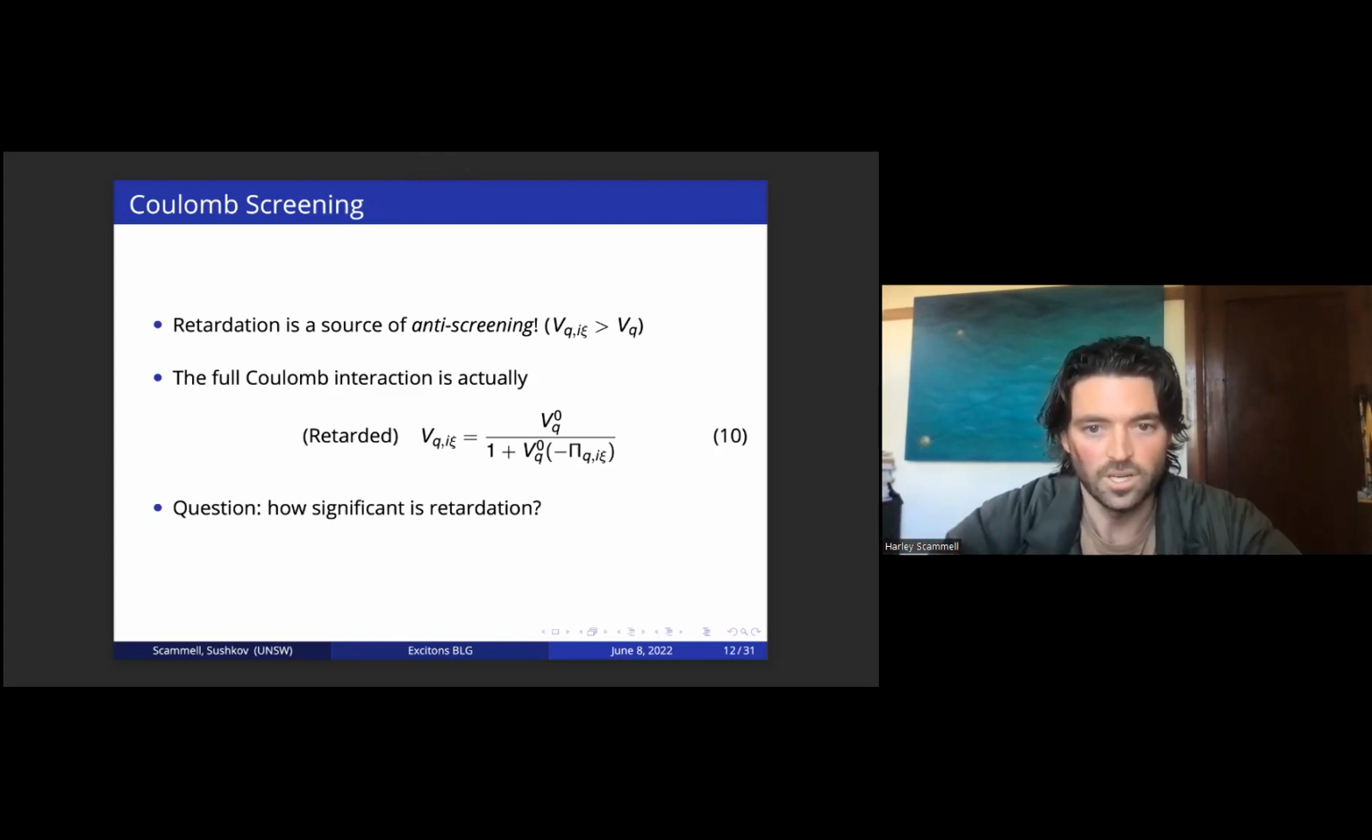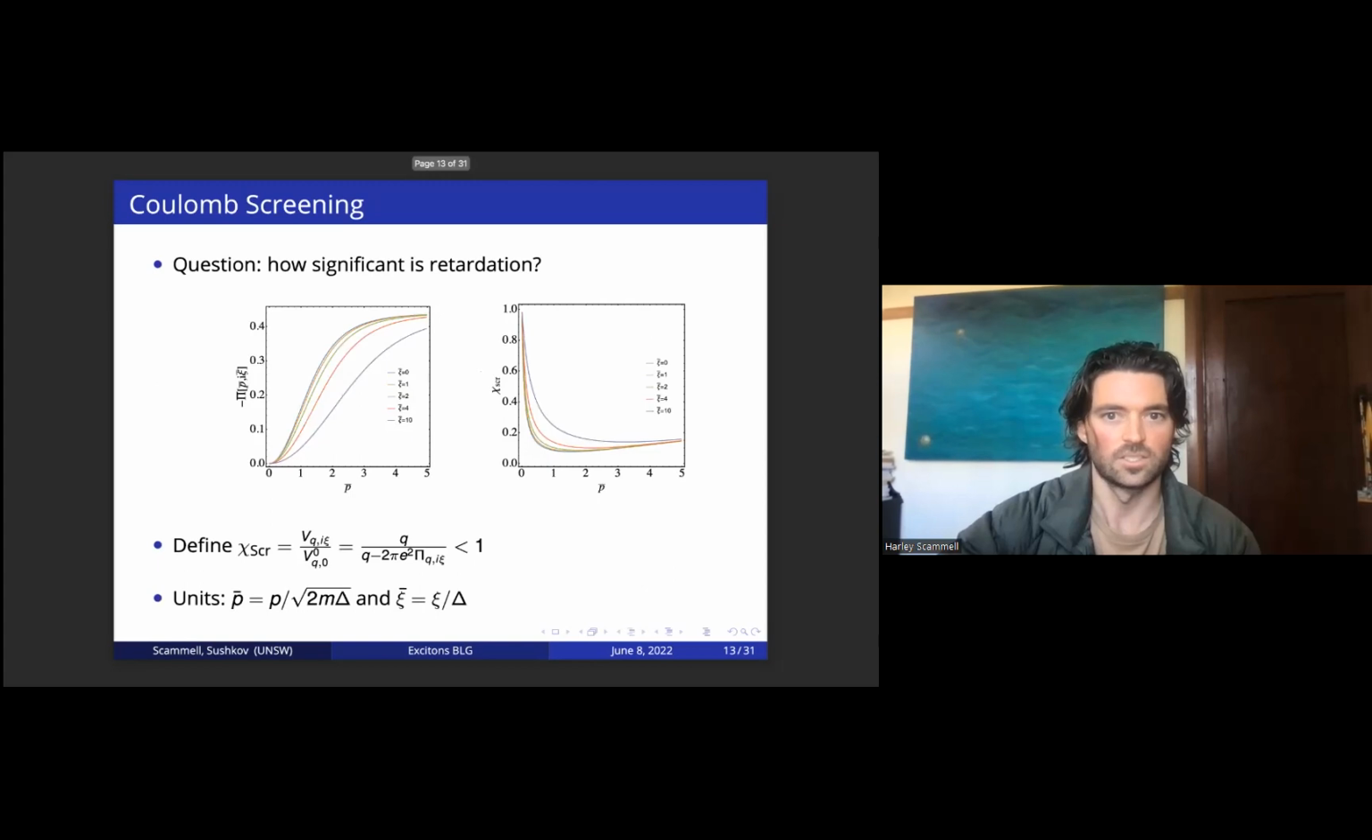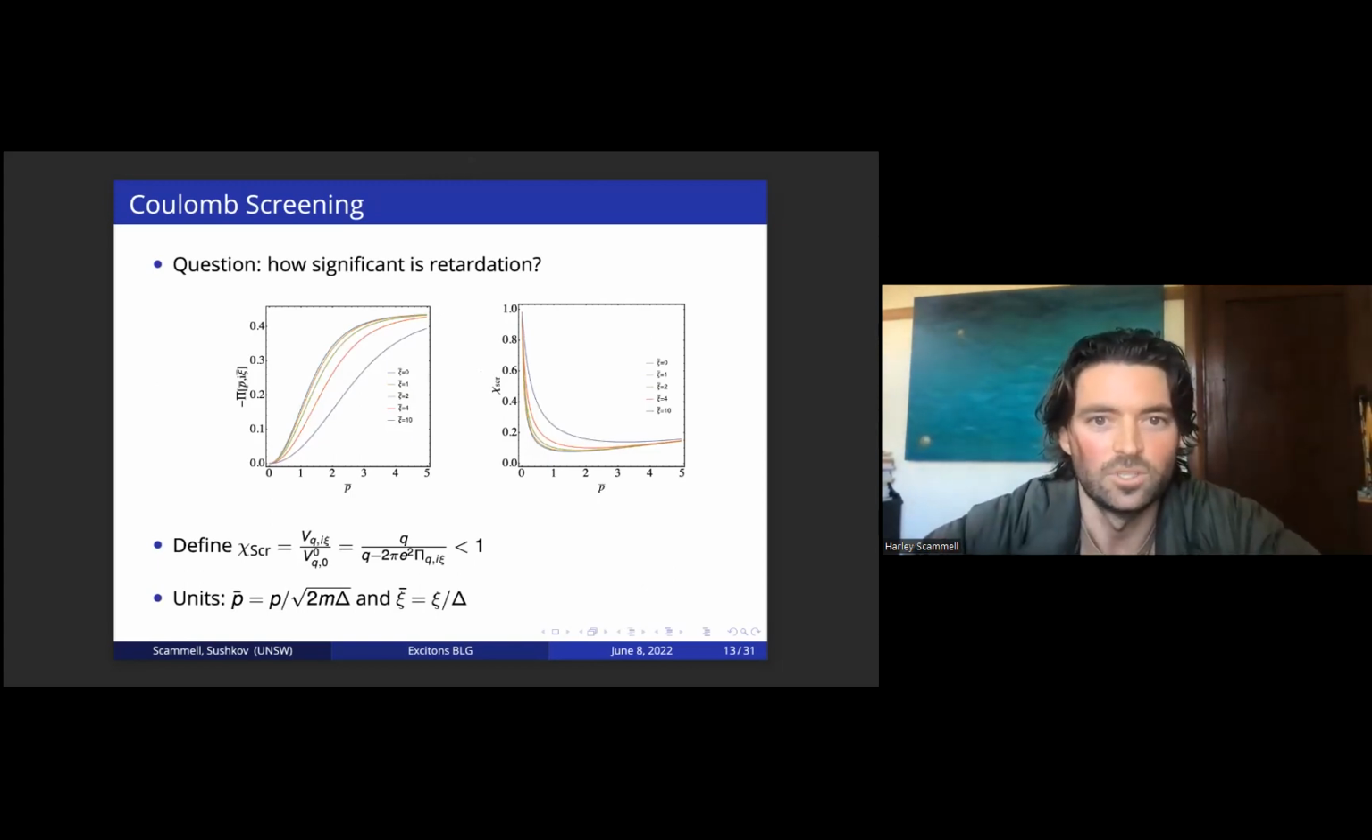So the full Coulomb interaction is actually this object, equation 10. And now, obviously we need to quantify how large this retardation is. If the difference between the retarded potential and the static potential is something like 10 to the minus 4, then who cares? But that's not the case. So let's quickly try and quantify in an easy way what goes on with retardation.